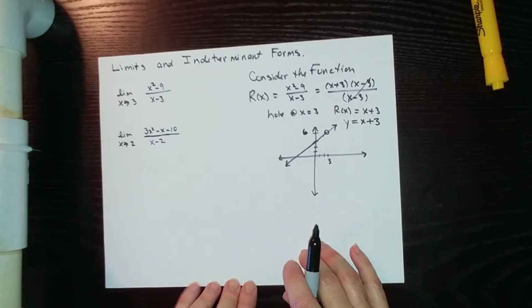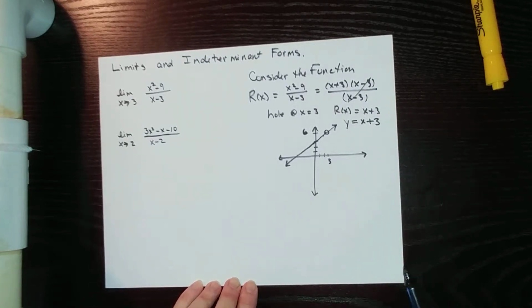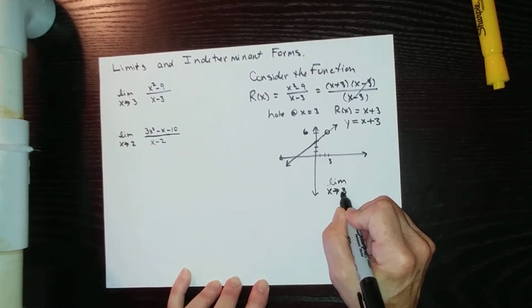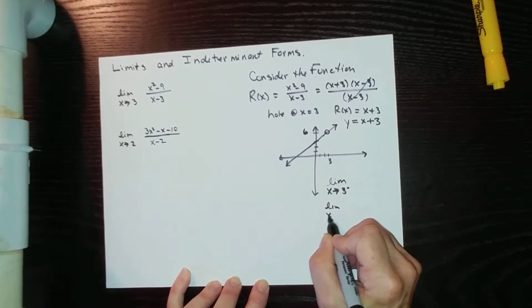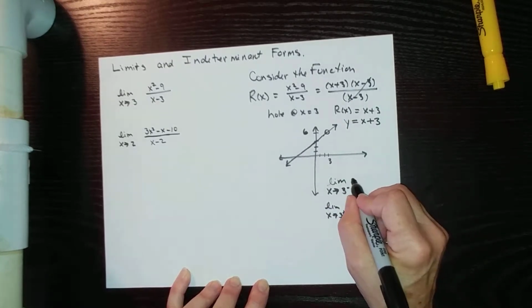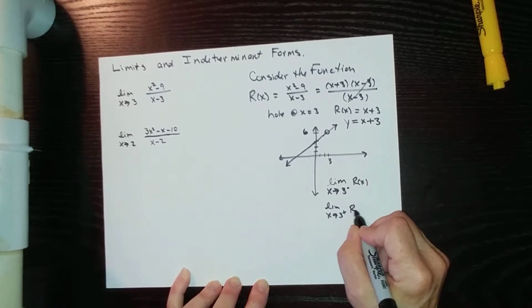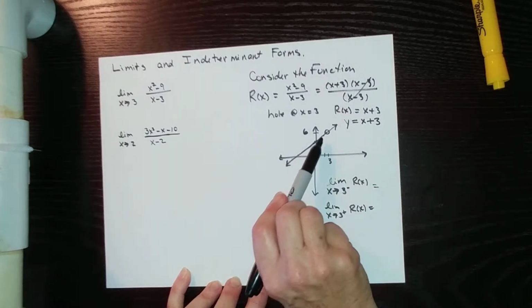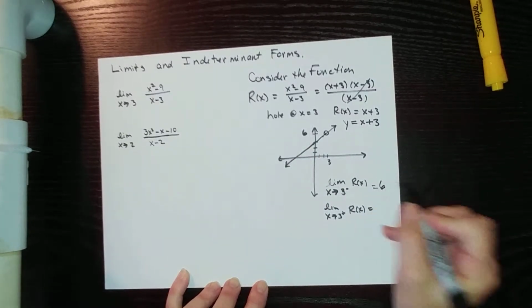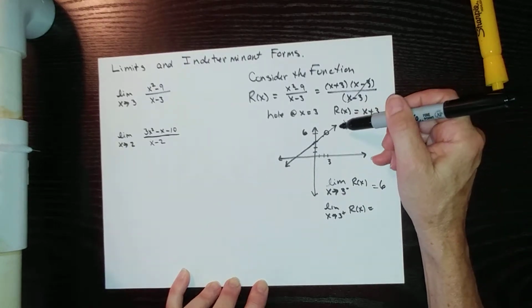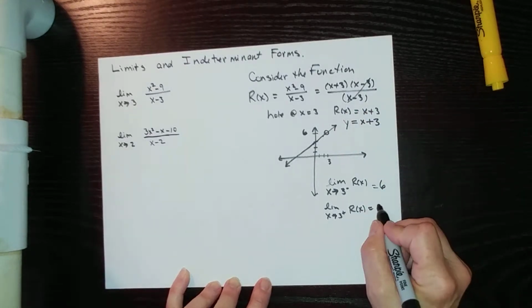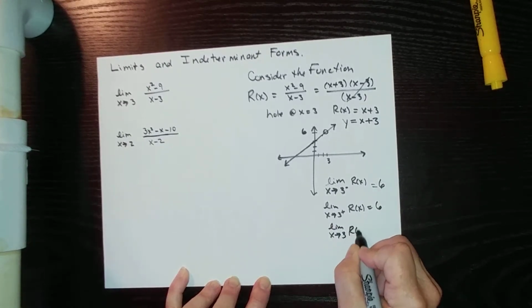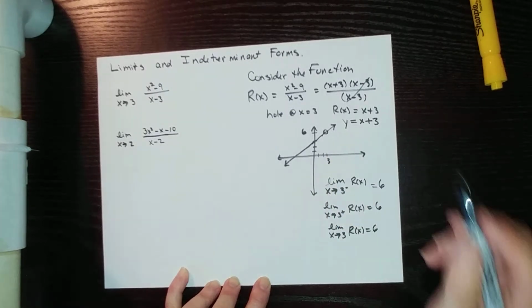Like in the last video where we had a crazy graph and we said, what is the limit? Let's just look at this graph. What is the limit as x approaches 3 from the left? What is the limit as x approaches 3 from the right of r of x? And we'd say, okay, as we approach 3 from the left, it looks like it's headed to this big open circle, which is a y value of 6. From the right, it looks like it's headed to this big open circle, which is a y value of 6. So we can say that the limit as x approaches 3 of r of x is 6. You see how that works graphically.